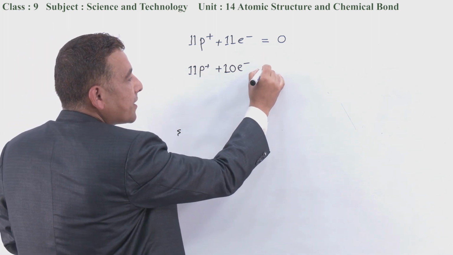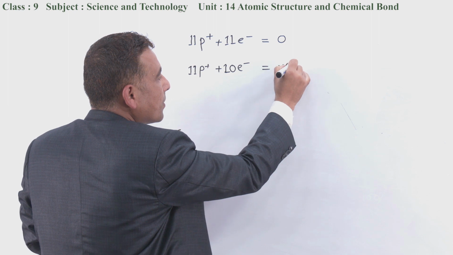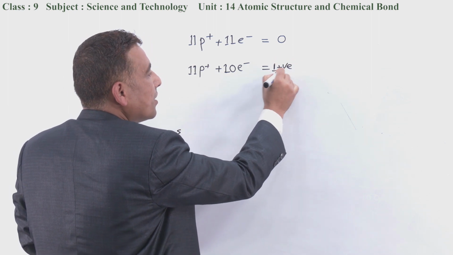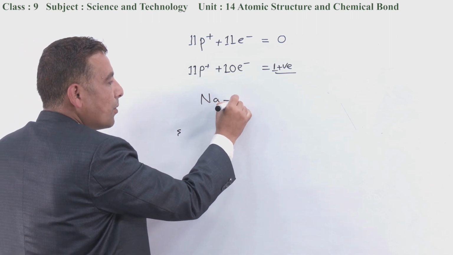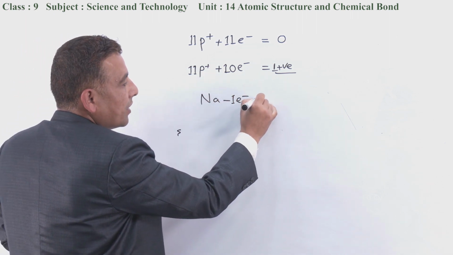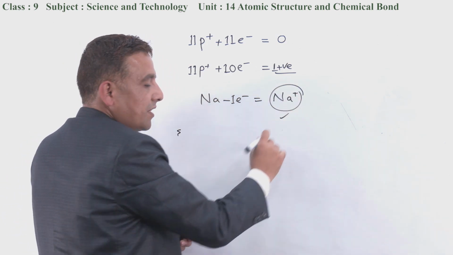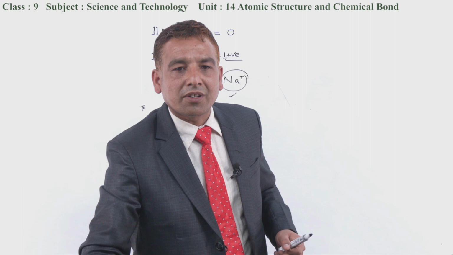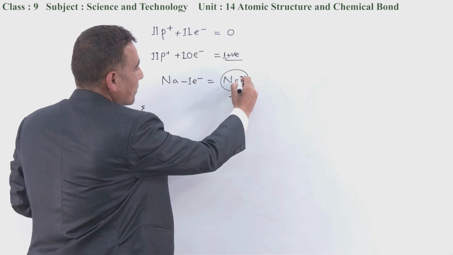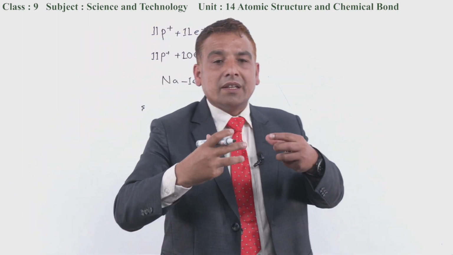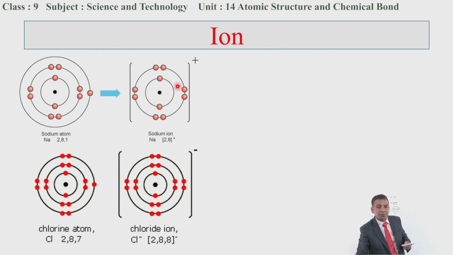Then you will get one positive charge. That means there will be one positive. So if Na loses one electron, you get Na plus. This plus is represented by the structure like this here, and the structure of the sodium atom can be represented this way.